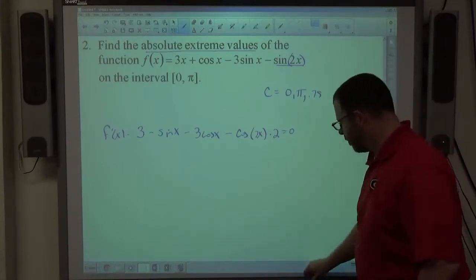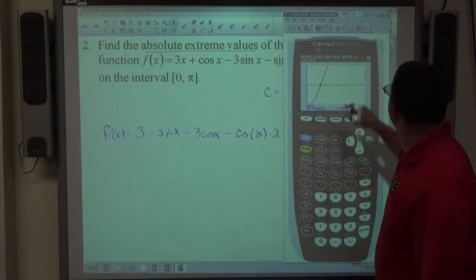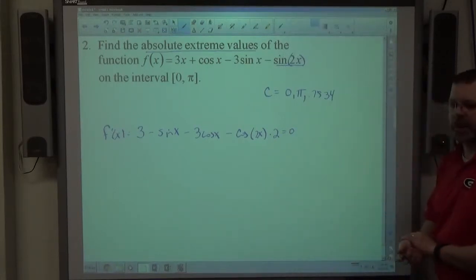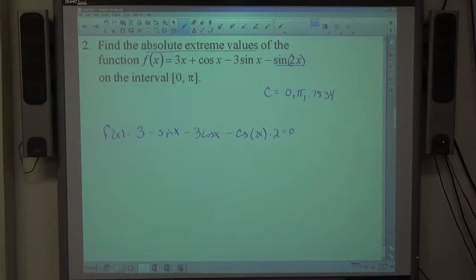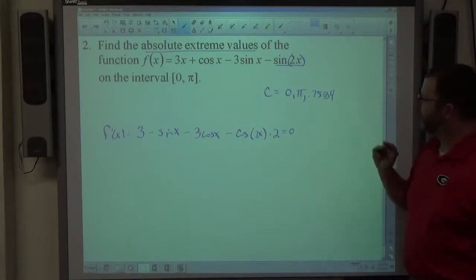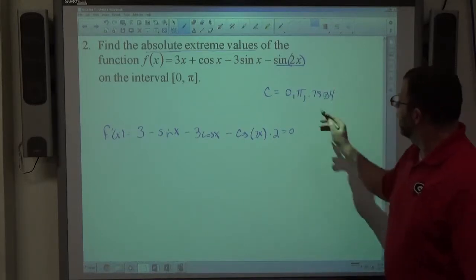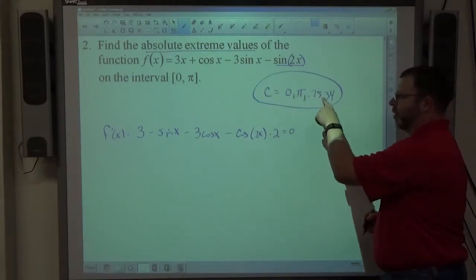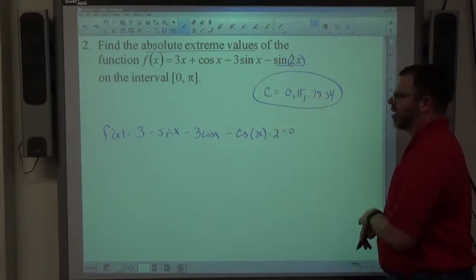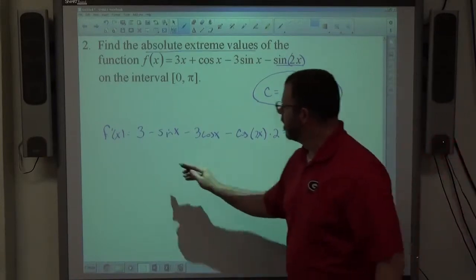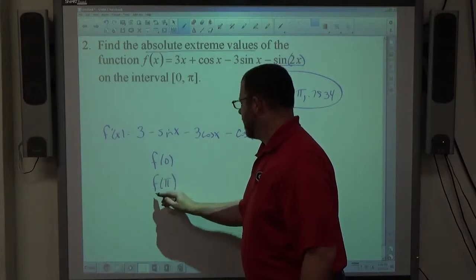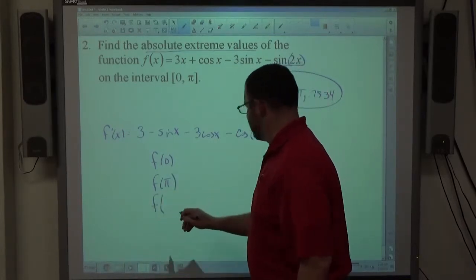If I actually want a couple more decimal places, there's 7534. We're not actually graphing it, we're trying to find the min or max, so getting a few extra decimal places isn't going to hurt. So my critical numbers are here. Again, endpoint, derivative equals 0, and again, derivatives never undefined, so those are all the critical numbers. I'm going to evaluate f of 0, f of pi, and f of 0.7534.